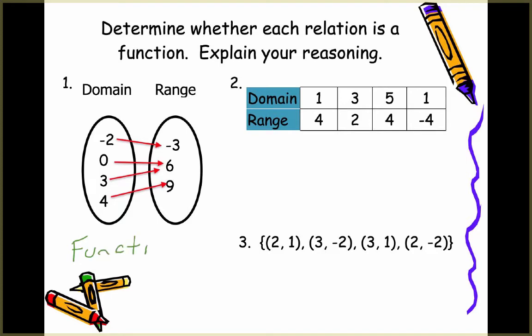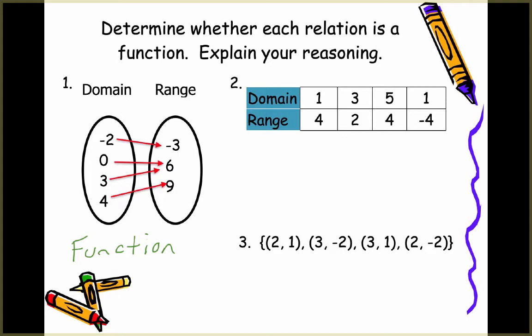Each domain value only has one arrow going out from it. Even though the range value 6 is shared by 0 and 3, this is still a function because each input only goes to one output. If -2 also went to 6, then because -2 would be going to -3 and 6, it wouldn't be a function. In this case, -2 only goes to -3, 0 only goes to 6, 3 only goes to 6, and 4 only goes to 9. So we have a function.